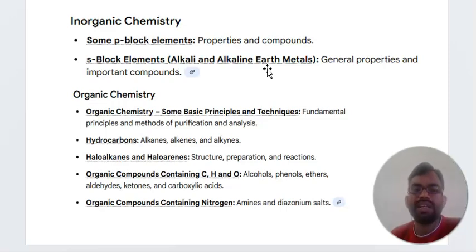Now coming to organic chemistry: some basic principles and techniques, fundamental principles, and methods of purification and analysis are very important. Then hydrocarbons like alkanes, alkenes and alkynes, and haloalkanes and haloarenes, their structures, preparation and reactions. Then organic compounds containing carbon, hydrogen and oxygen: alcohols, phenols, ethers, aldehydes, ketones and carboxylic acids. Next are organic compounds containing nitrogen: amines and diazonium salts. These are some very important physical, organic and inorganic chemistry topics.